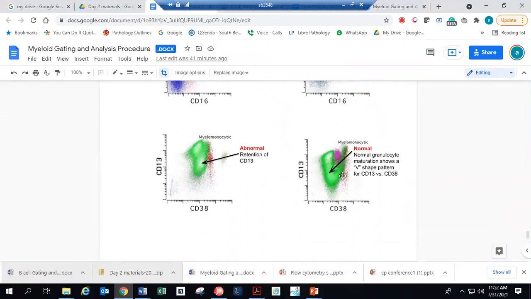So they are showing that V-shaped pattern that we were learning yesterday as well. The V-shaped pattern of 13 versus 38, and the 13 dip that I have been talking about since yesterday. So that kind of pattern is normal. However, if it loses that kind of pattern, that tick mark sign, and you have an abnormal blob that is having retention of 13, that's an abnormal sign. You don't have that maturation pattern.